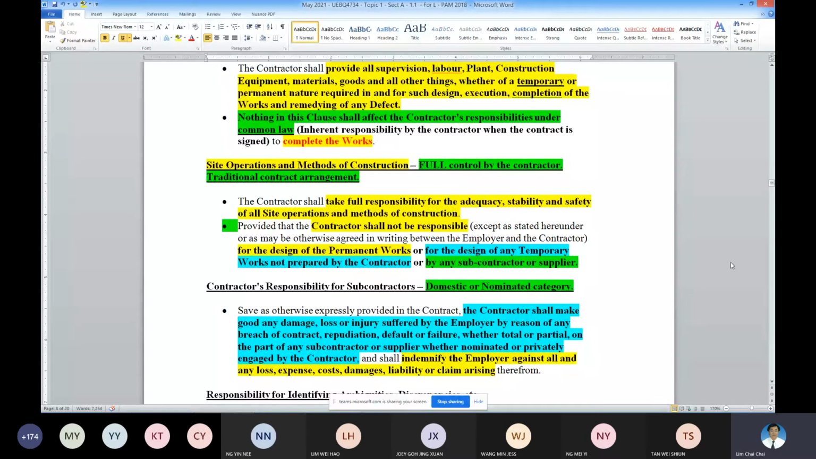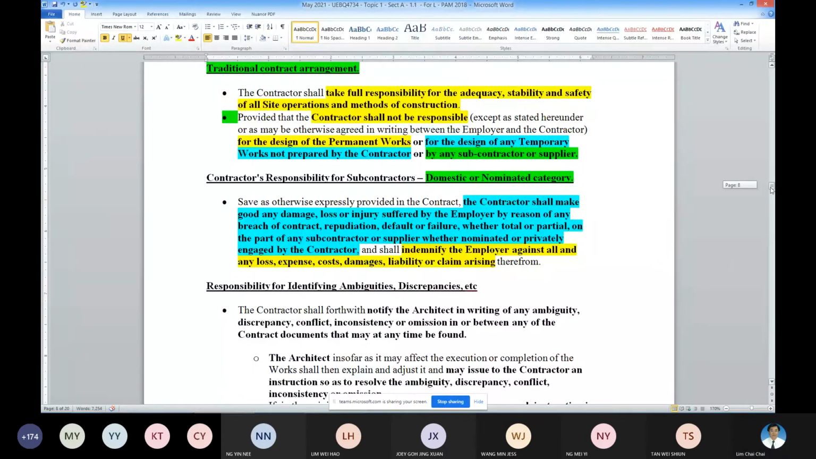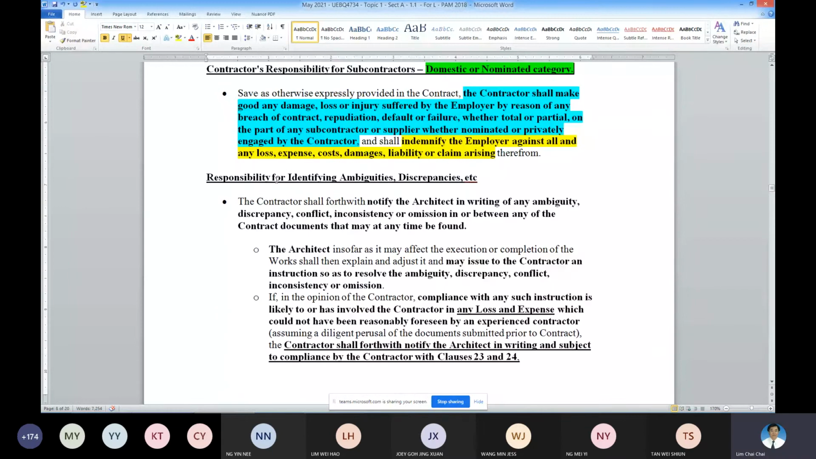So the next area is looking into if there are discrepancies and ambiguity in the document, who is responsible? If there are discrepancies, it is the contractor's duty to notify the architect in writing. This is a very important item that the contractor is responsible.